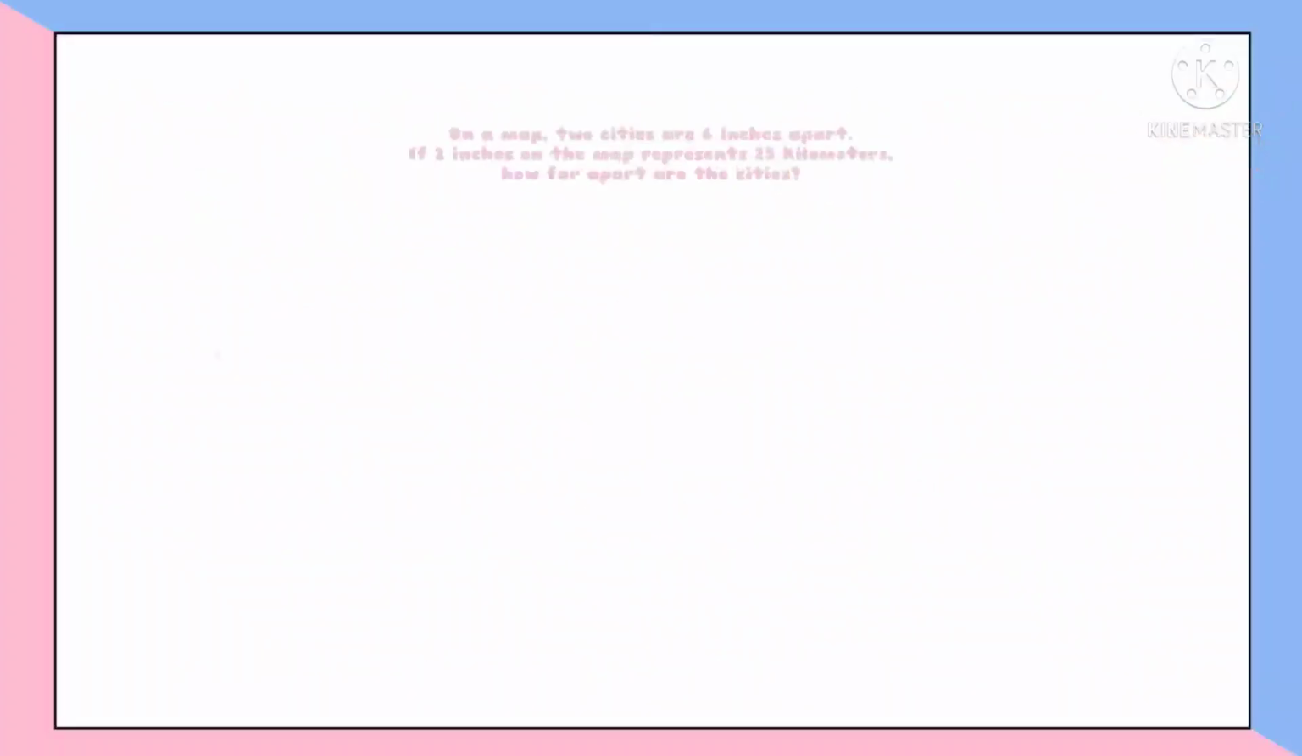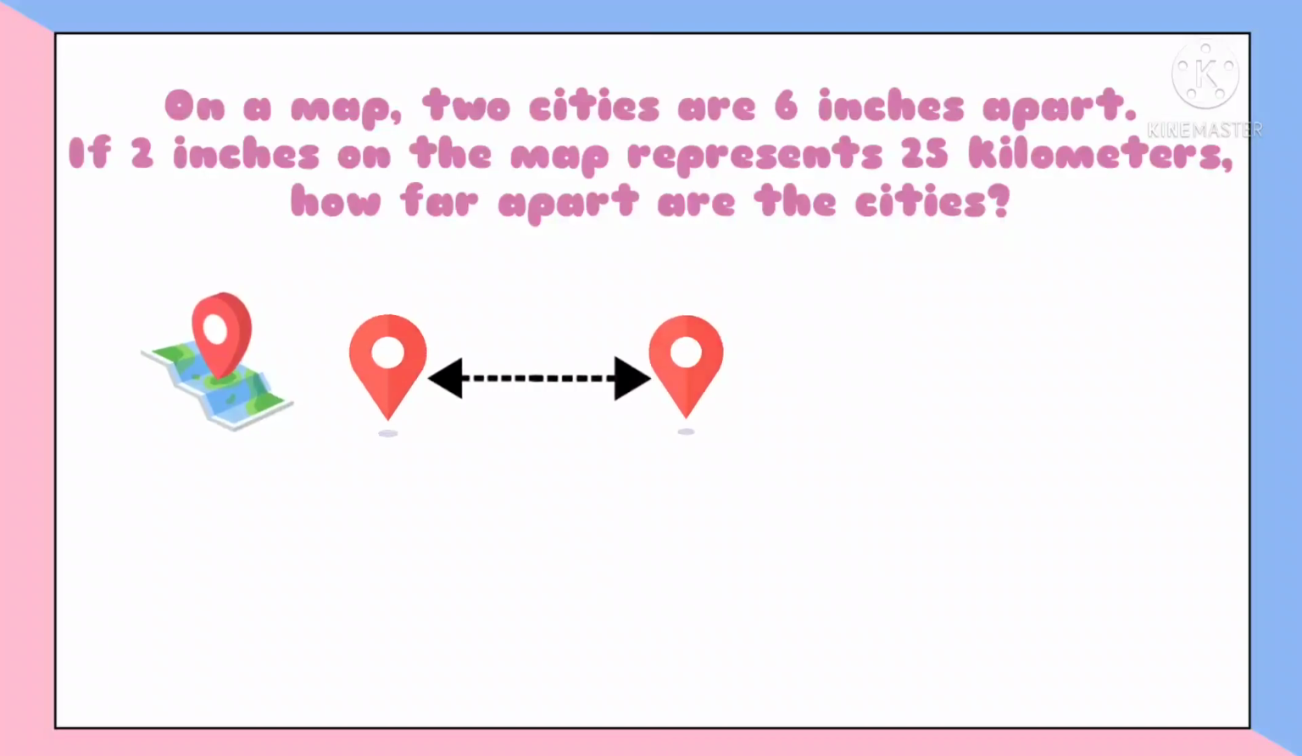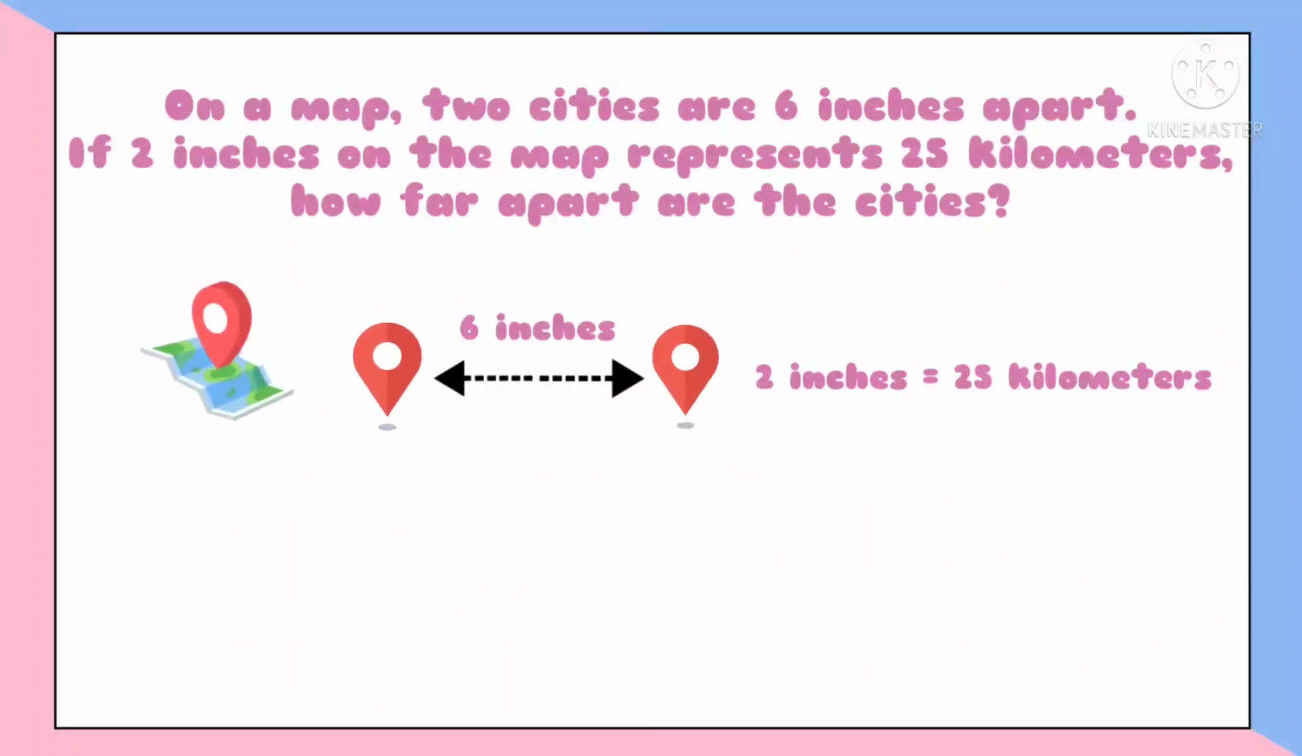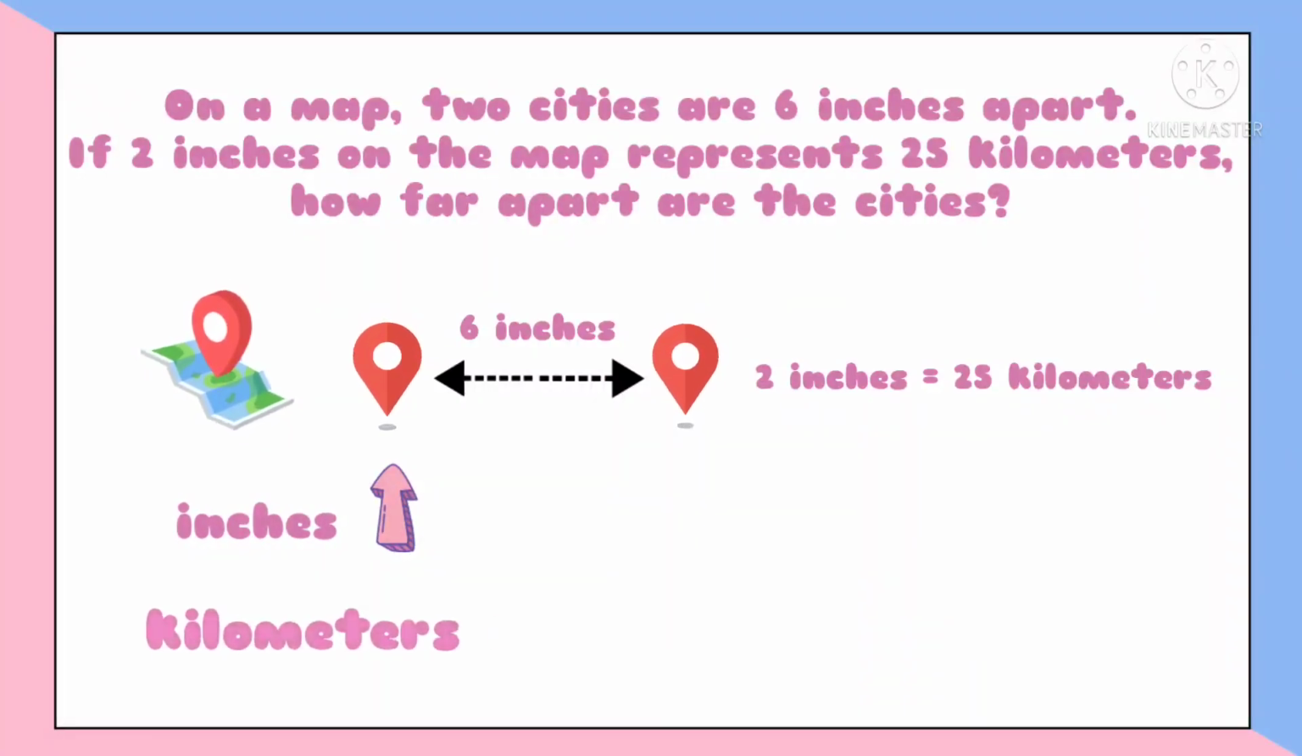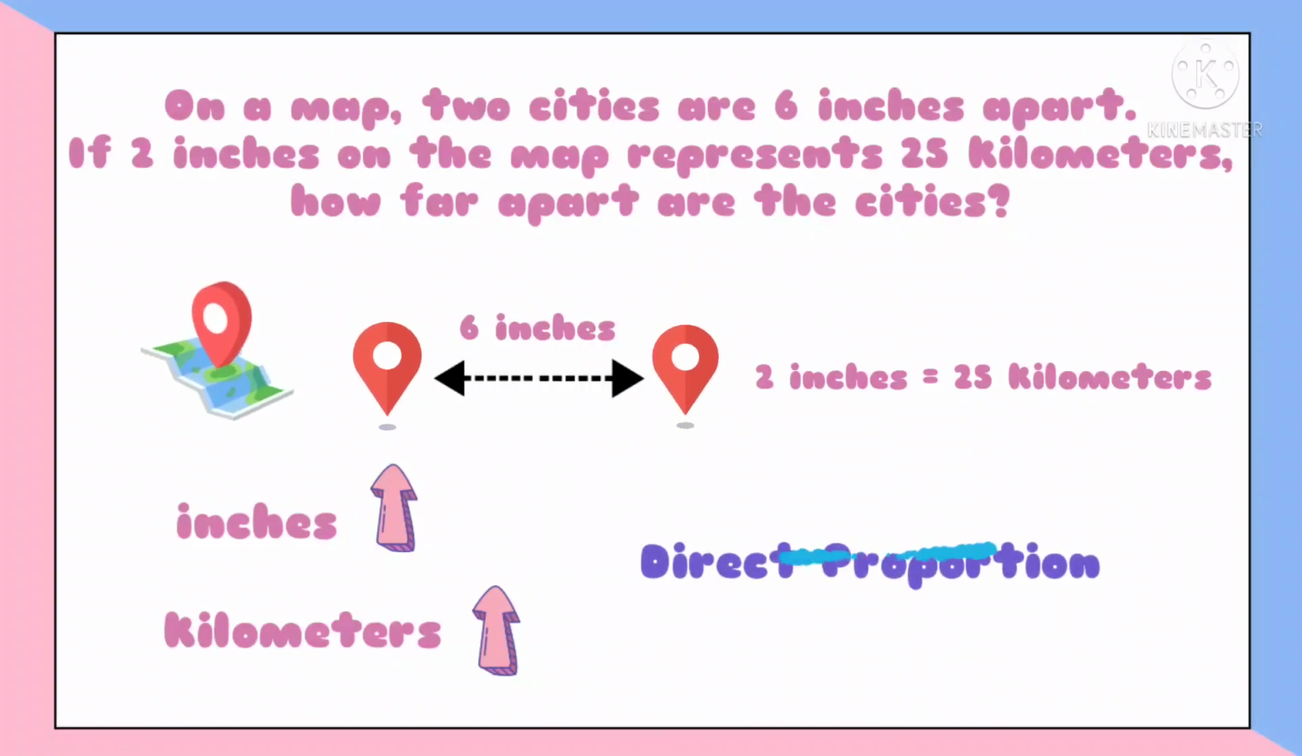Let's begin! On a map, two cities are 6 inches apart. If 2 inches on the map represents 25 kilometers, how far apart are the cities? With this, we can say that the more inches they are apart, the more kilometers there are. Meaning that when the inches increase, the kilometers should increase as well. This is an example of a direct proportion.